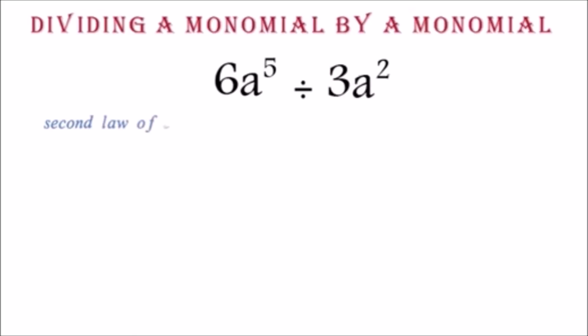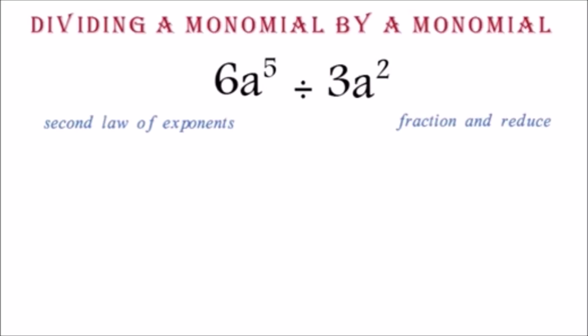Dividing a monomial by a monomial. Example: 6a exponent 5 divided by 3a squared. There are two ways to solve this question. The first method is to leave it as it is and use the second law of exponents to solve it. The second is to write it as a fraction question and reduce it.